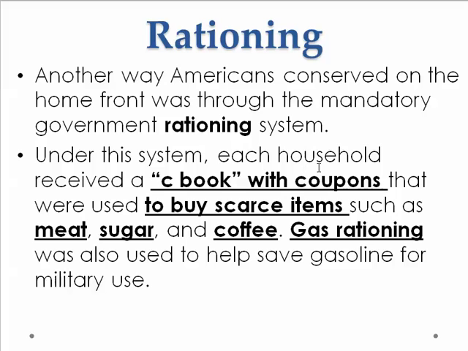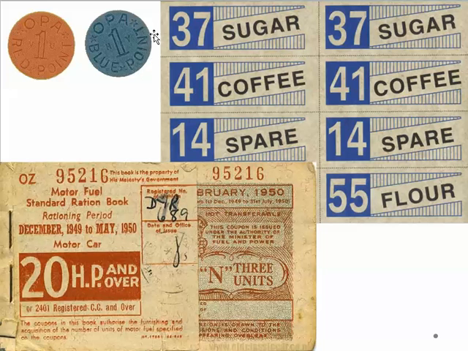Under this system, each household received ration books, or these coupon books, that were used to buy scarce items like meat, sugar, and coffee. Gas rationing was also used to help save gasoline for military use. And here's some of the ration books here. These point systems were used, and you had to have so many points to buy sugar. And here's 37 points to buy sugar, 41 points to buy coffee. You had to have so many points before you could buy them. Office of Price Administration, what OPA was.